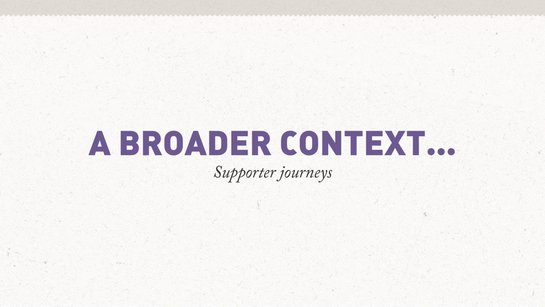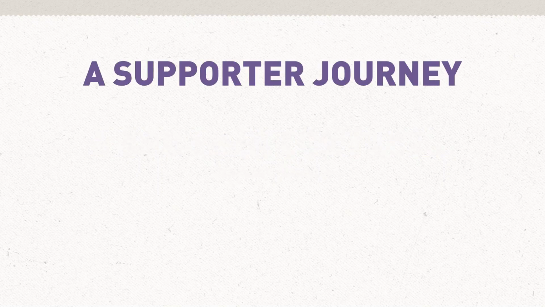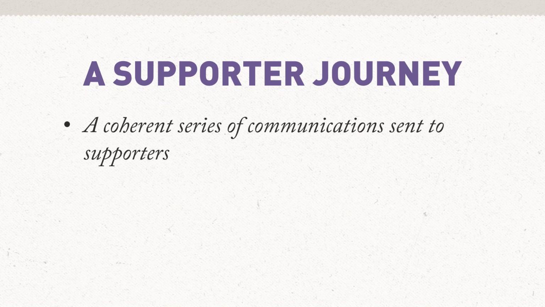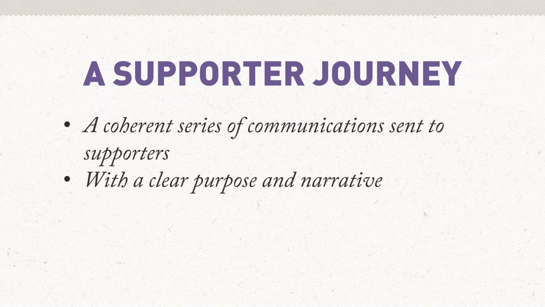And if you've got, for example, an event automation that's running, do you have a marathon coming up or something like this? Check your automations and make sure you're turning them off if that event is no longer running or if it's changed. I would define a supporter journey as a coherent series of communications. They could be emails, phone calls, or posts sent to your supporters. And they should have a clear purpose and a narrative to them.